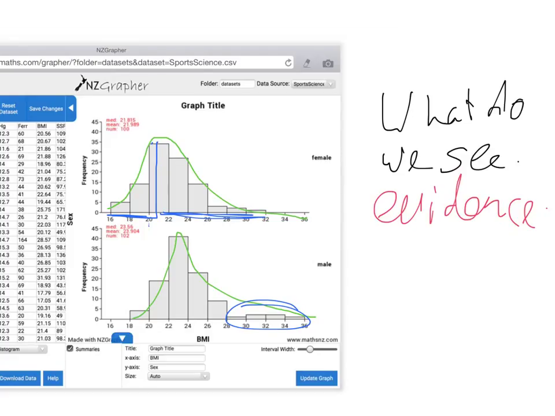Can we say here that the population is probably normal? Well, no, we can't. So we're not going to make an inference here, but we're going to make a suggestion or an estimate about the population.